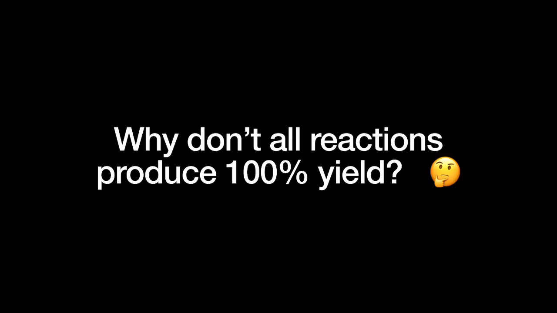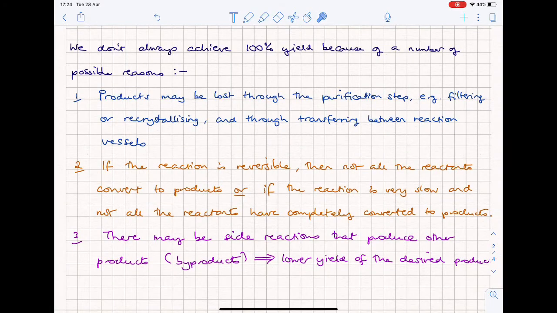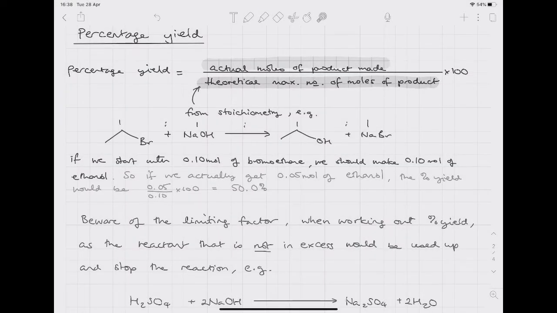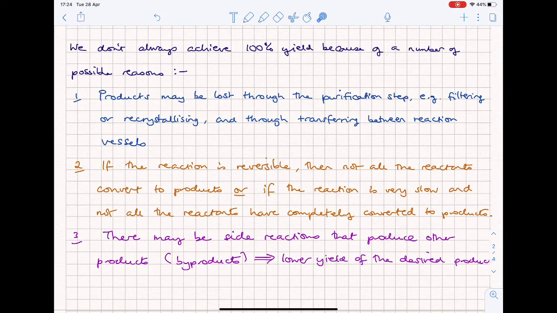Well, we're going to look at some of those factors. One of the reasons is that often we try to purify the product away from the byproduct. For example, in the previous reactions, we had more than one product in the equation, and we need to remove the desired product away from that mixture, whether it's through distillation or filtering a precipitate produced, for example. And those purification steps can often lead to product being lost.